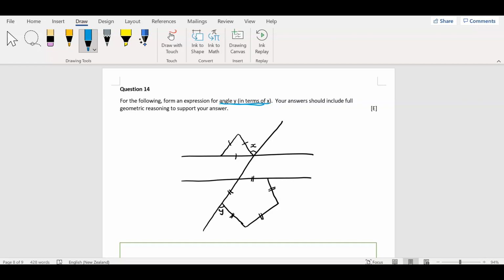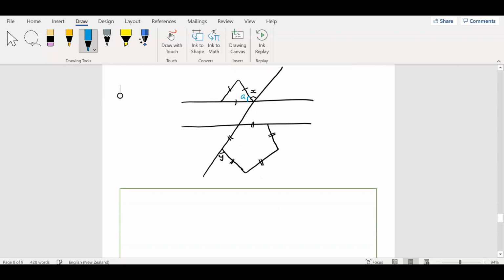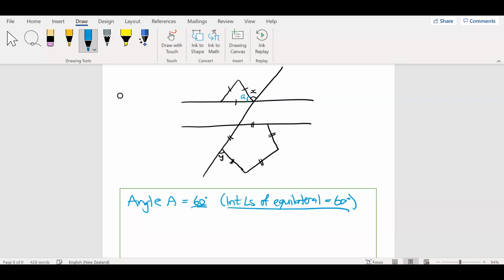So let's run through it. The first thing I want to note is, let's say we had maybe angle A here. You can see by the dashes, all 3 sides are going to be the exact same because it's an equilateral triangle. So that's our first geometric reasoning that I would have done. Angle A is going to be equal to 60 degrees, and that's because internal angles of an equilateral triangle equal 60 degrees. So that's our first step. I've got my answer with my reasoning.